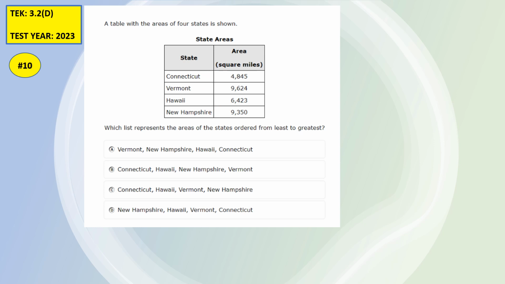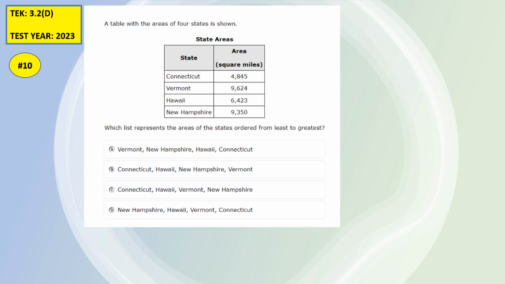Connecticut is 4,845 square miles in area. Vermont is 9,624 square miles in area. Hawaii is 6,423 square miles in area. New Hampshire is 9,350 square miles in area.